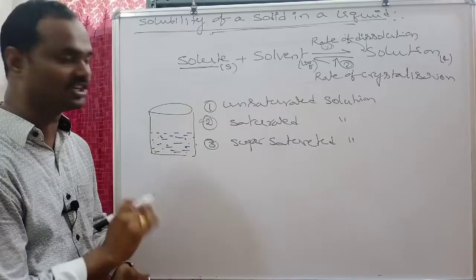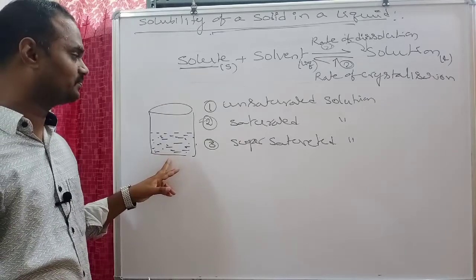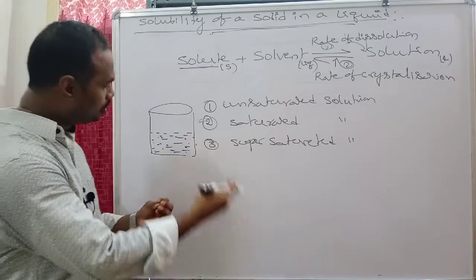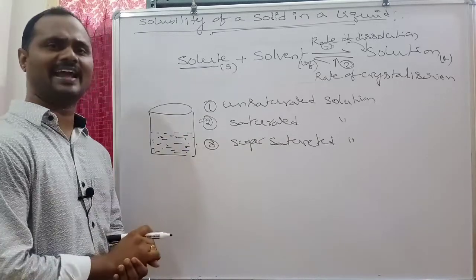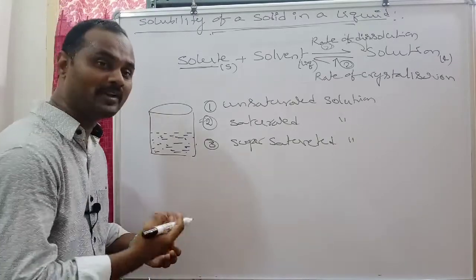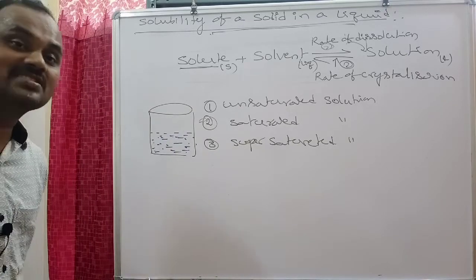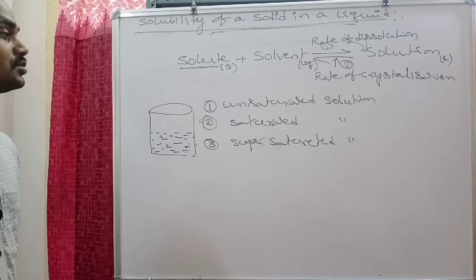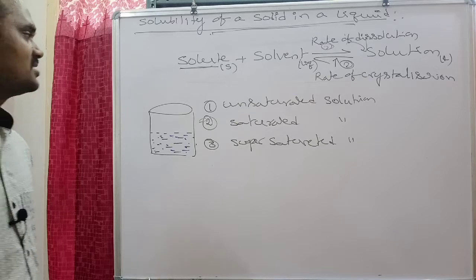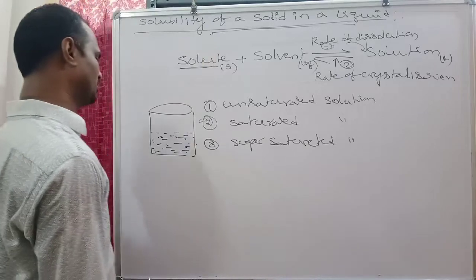Suppose when the temperature changes, some more solute can dissolve. Suppose we already have a prepared saturated solution, and we add some more solute. After adding the solute, with rising temperature, if that solute dissolves, such a solution we call a supersaturated solution. Supersaturated solutions are metastable, and saturated and unsaturated solutions are stable.